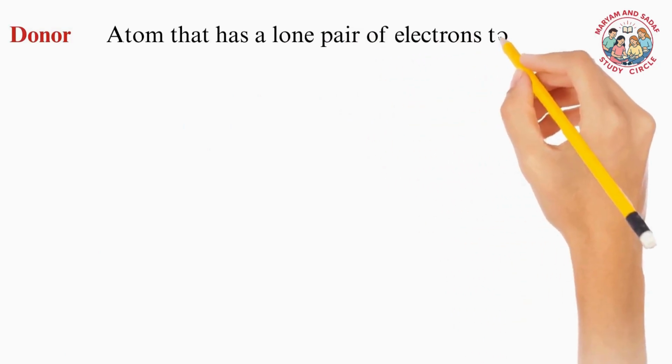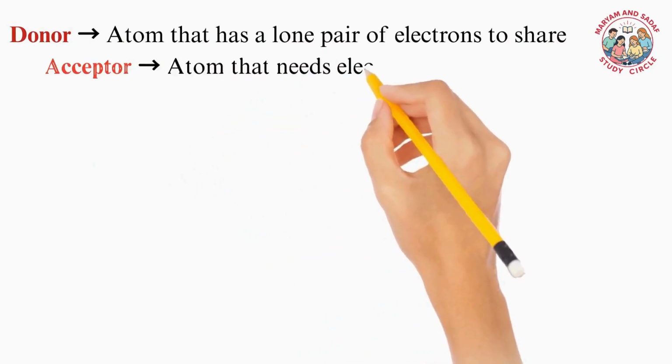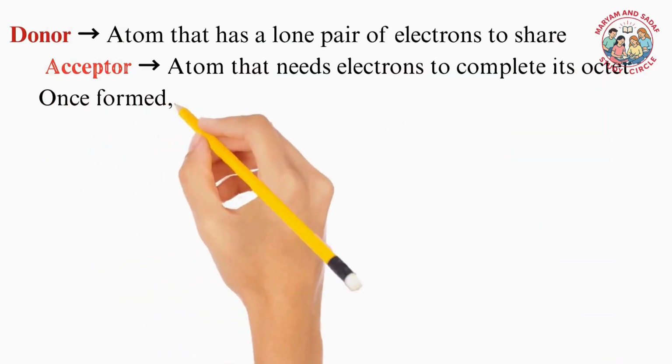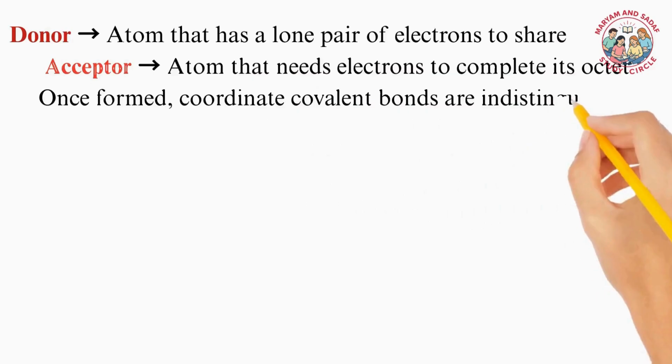A donor is an atom that has a lone pair of electrons to share. An acceptor is an atom that needs electrons to complete its octet. Once formed, coordinate covalent bonds are indistinguishable from regular covalent bonds.